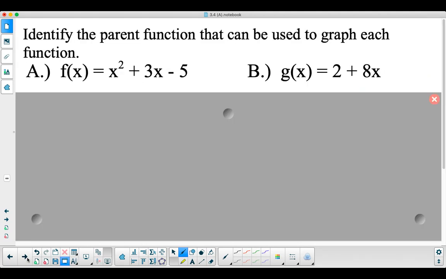All right, so first, after we've learned what our parent functions are, we're going to learn to identify these. So take a look at these two and look at your grid in your notes. Which parent functions do these appear to be?